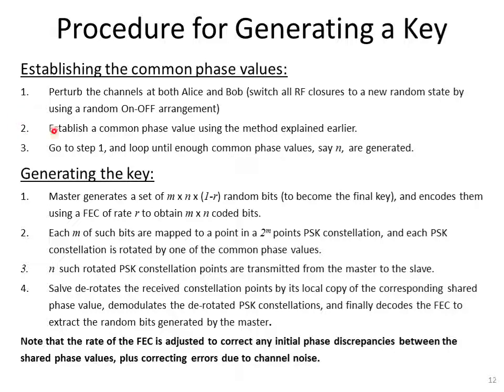Step 2, after this is done, establish a common phase value using the method explained earlier, in which we use each antenna once to transmit, and we change the role of the antennas, and we traverse the path between Alice and Bob in the opposite direction. Once this is done, we have exchanged one shared phase value between them, and then we go to step 1 and continue until we have enough such common phase values, and the notation we used for this was n.